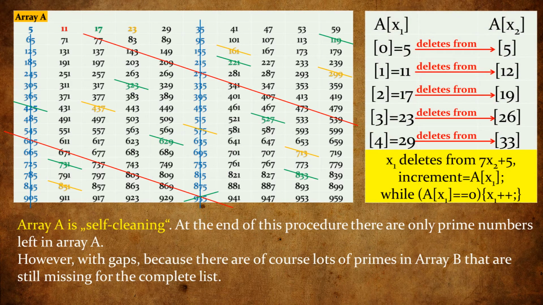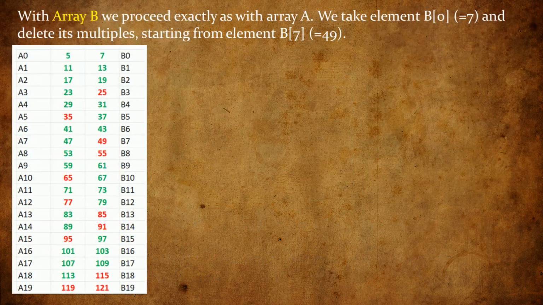To code such a process we need rules. The rules here look like this. Element 0 starts deleting from element 5. Element 1 deletes from element 12, element 2 from element 19. So deletion starts at element 7x plus 5. The increment of the deletion is the value of Ax, and if we find an element that has already been zeroed, we skip on to the next, to the next, to the next, until we find an element that is bigger than 0.